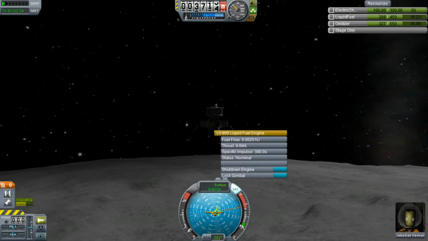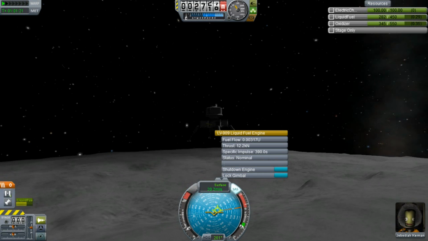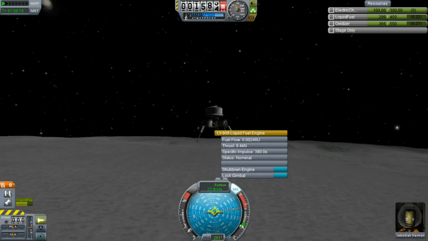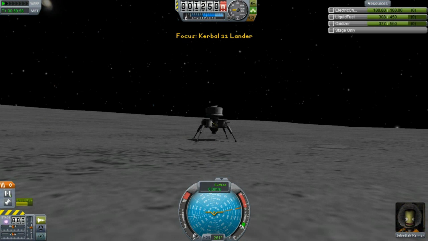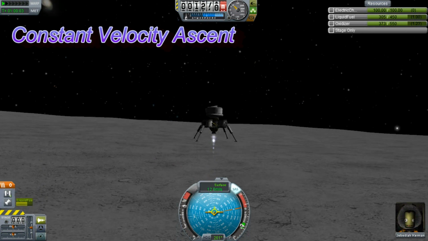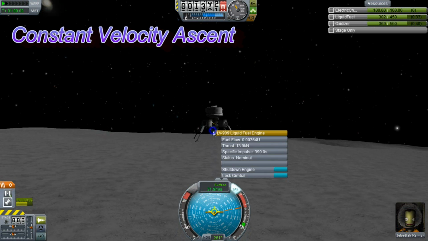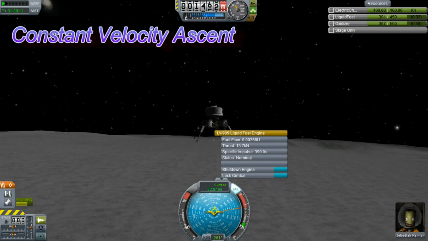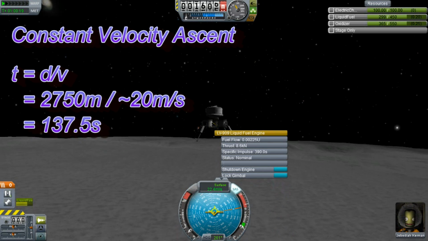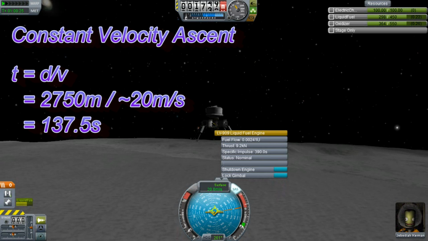However, since we can't instantly accelerate, we have to make do with rockets. So in order to minimize gravity loss, we want to thrust as quickly as possible for as short a time as possible to minimize any losses to gravity. So our first profile is a constant velocity ascent where we spend 4 or 5 seconds getting ourselves up to 20 meters per second, and after that we simply maintain enough thrust to offset gravity. It becomes a simple speed times distance problem. Figuring at 20 meters per second, it should take 137 seconds in order to travel the 2,750 meters to our target altitude.